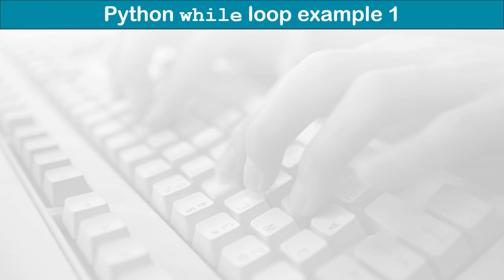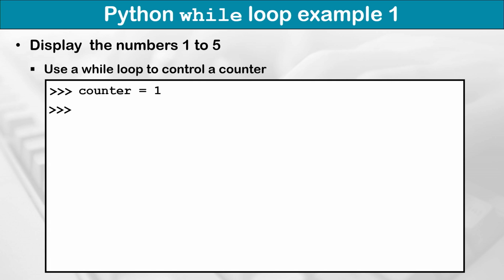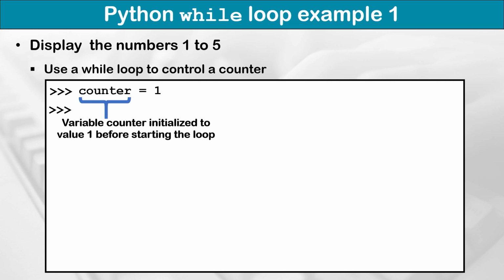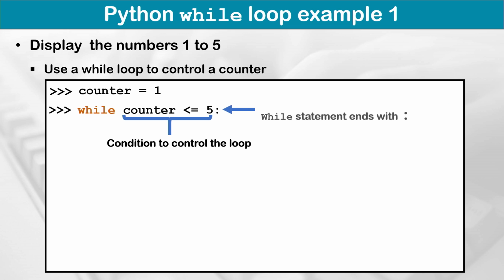Let us see a Python example using a while loop. Display the numbers 1 to 5. Use a while loop to control a counter. We set counter to 1. While counter is less than or equal to 5. This is a condition to control the loop. Remember, while statement ends with colon.